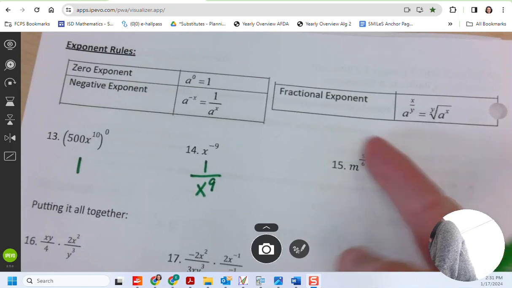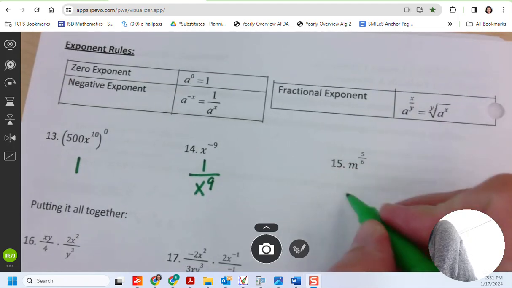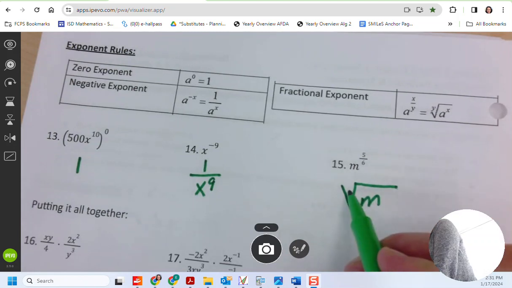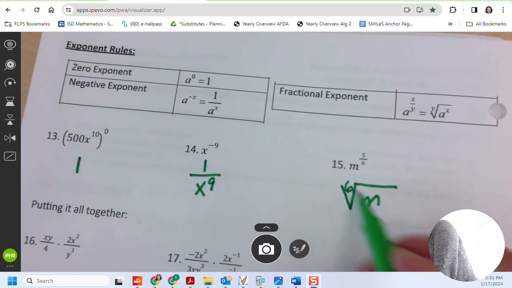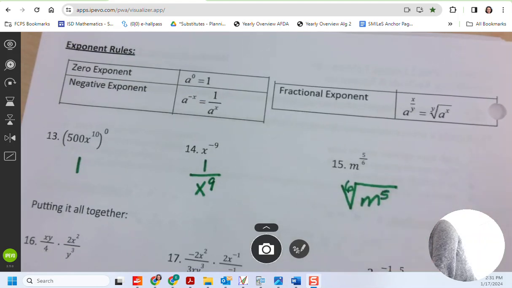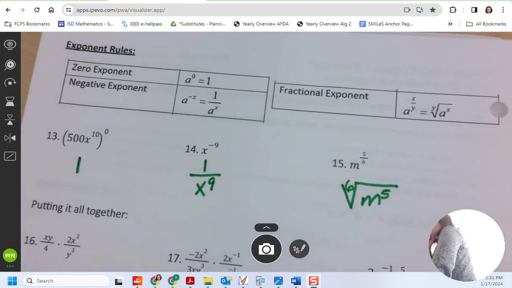This one, when you have a fraction exponent, it makes a radical. Which number goes in the index here? 6 goes here. And then which number is the exponent? 5 is good. Okay, questions?